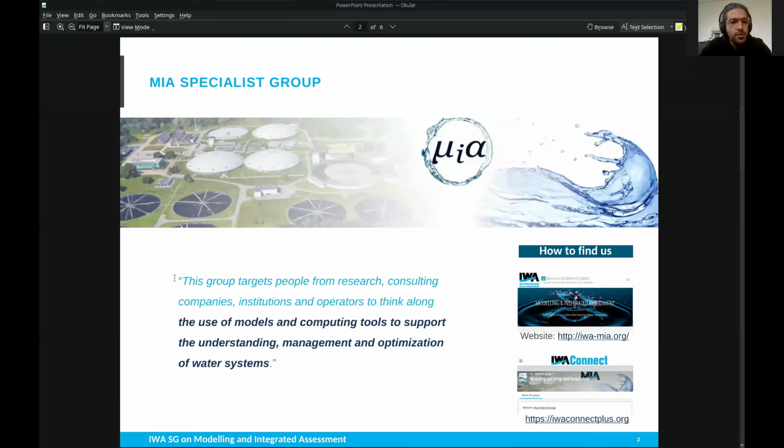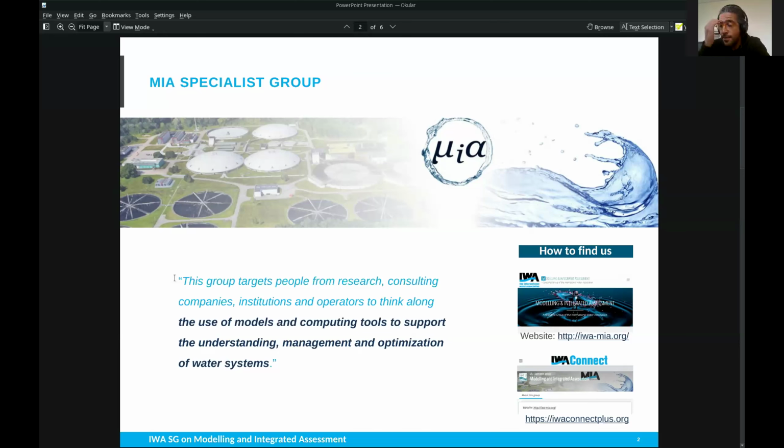So MIA, Modeling and Integrated Assessment, is one of the 50 or 52 specialist groups of IWA, and we are one of the most active ones, in fact. Generally, as the name suggests, we deal with modeling and integrated assessments of water systems. So not specifically one part of the water systems, but we try to connect people from academia, industries, and everybody active in modeling and optimization of these kinds of systems, from surface water to wastewater, drinking water, whatever can be related to water systems in urban areas.